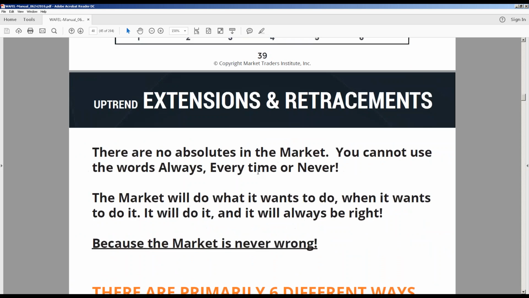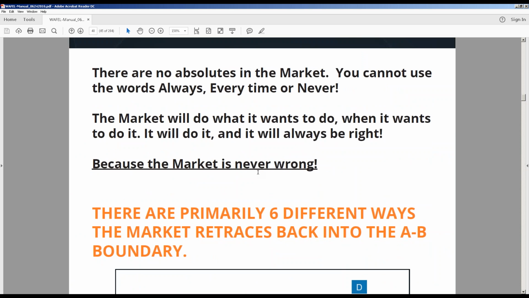Right. Now, there are no absolutes in the market. You cannot use the words always, every time, or never. The market will do what it wants to do when it wants to do it. It will do it, and it will always be right, because the market is never wrong.